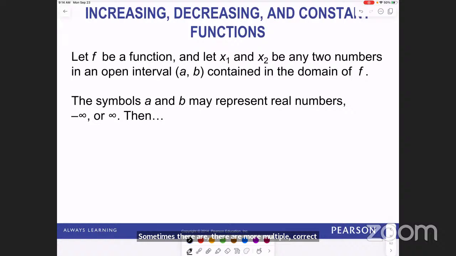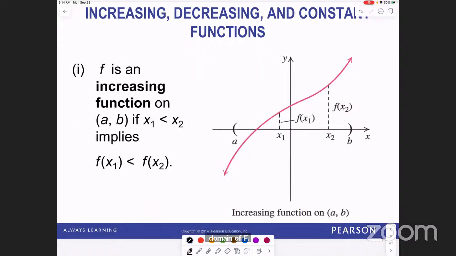Okay, that's fine. So increasing, decreasing, and constant functions. Let f be a function and let x1 and x2 be any two numbers in an open interval AB contained in the domain of f. The symbols a and b may represent real numbers, negative infinity or positive infinity. Then we have the following. We say that f is an increasing function on this open interval AB if whenever x1 is less than x2, this implies that f of x1 is less than f of x2, right? So we have this open interval AB.